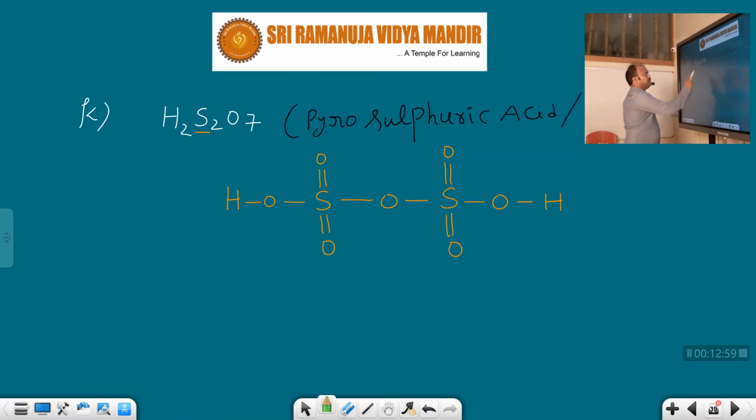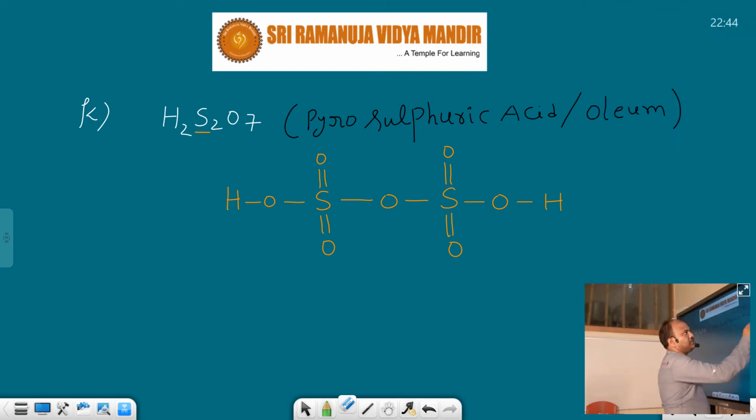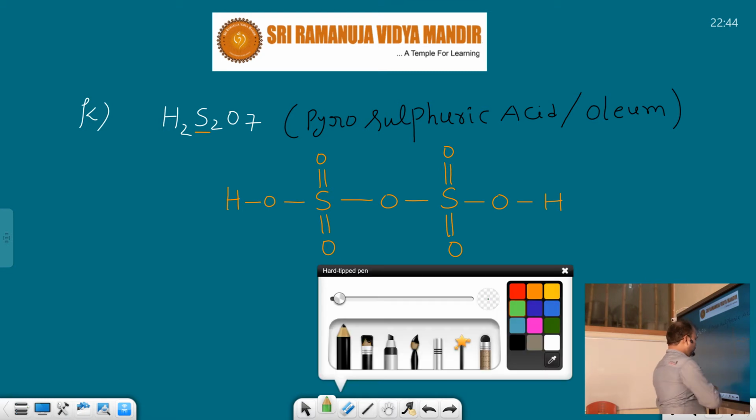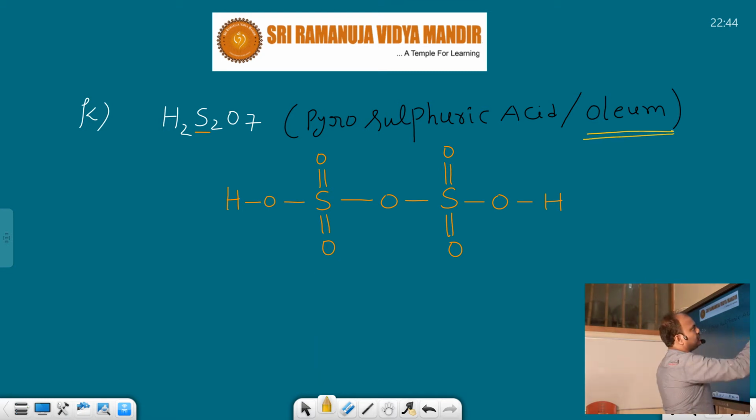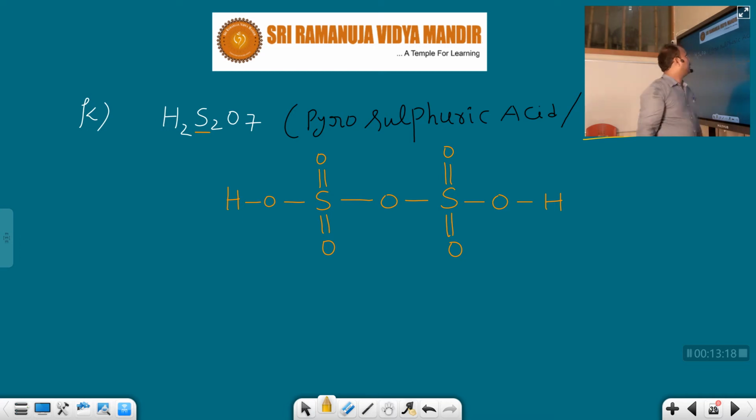Next one, H2S2O7. This is called pyrosulfuric acid. Its commercial name is oleum. So what is the structure of this? HO, S double bond O, S double bond O, O, S double bond O, S double bond O, OH. This is the structure. You should remember this structure.